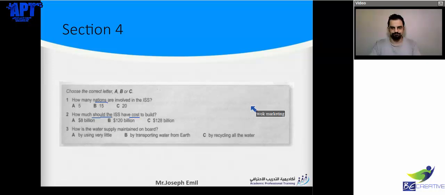So how much is it actually going to cost? Well, despite the fact that it was estimated to cost $120 billion, it's already gone $8 billion over budget. So now we're looking at $128 billion. People always want to know the same kind of information about the ISS. So I'll run through the most common questions.